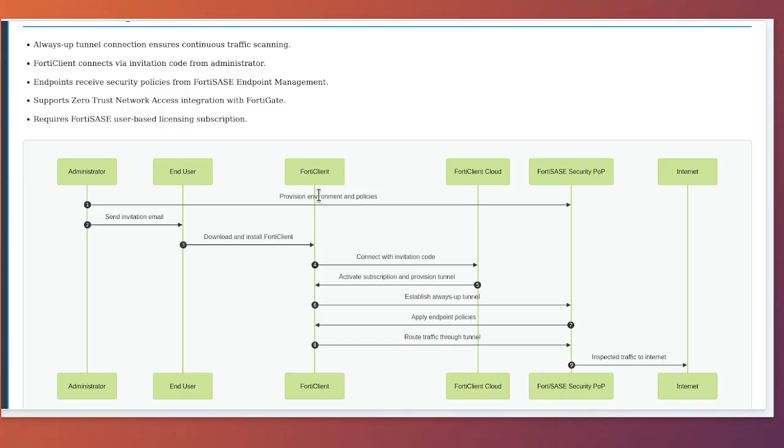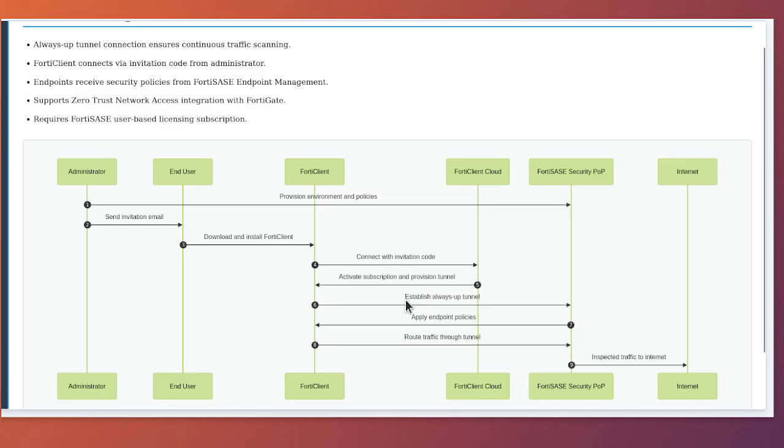Looking at the architecture diagram, the flow begins with the administrator who provisions the FortiSASE environment and configures security policies. The administrator also manages user provisioning and sends invitation emails to end users. The end user receives the invitation and downloads FortiClient to their endpoint. Using the invitation code, the FortiClient connects to FortiClient Cloud to activate the FortiSASE subscription and provision the FortiSASE tunnel.